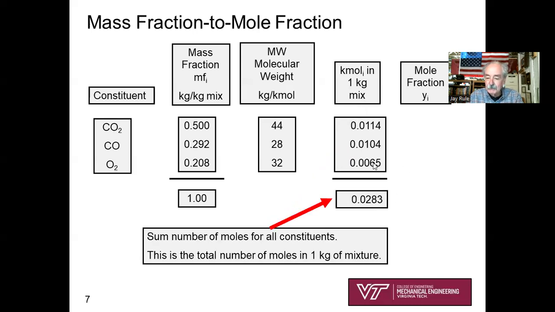We've got this many kilomoles in 1 kilogram of mixture. Well, let's add these up to figure out how many kilomoles of mixture we have. We've got 0.0283 kilomoles of our mixture. That's the sum of all the kilomoles of each constituent. So it's a small number. We add those up, add this column up.